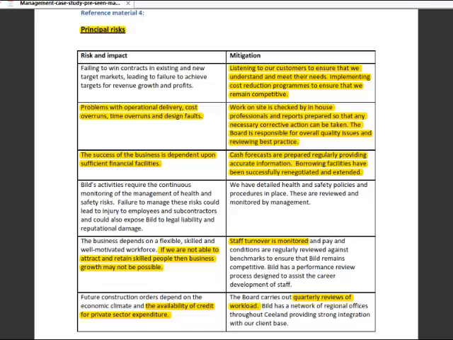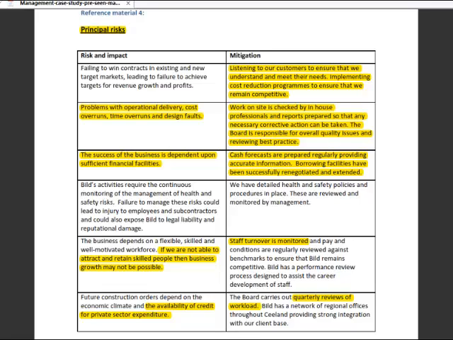So the next risk is problems with operational delivery or cost overruns, time overruns, and mitigation is the work on site is checked by in-house professionals, reports prepared, so corrective action. So that really doesn't stack up with the management report we saw for Build Southwest, where we had an adverse schedule variance and adverse cost variance. So again, is this really happening, or is it just nice to have?